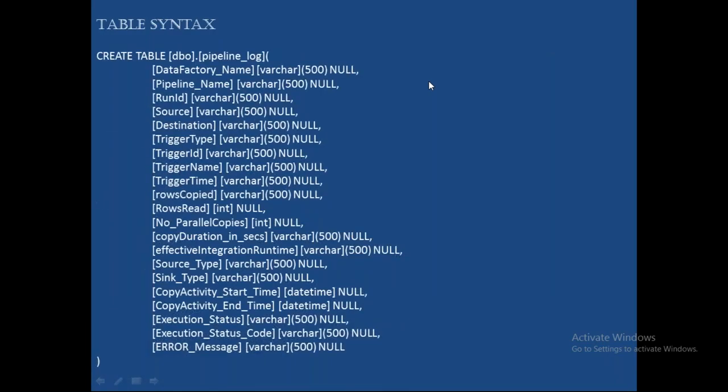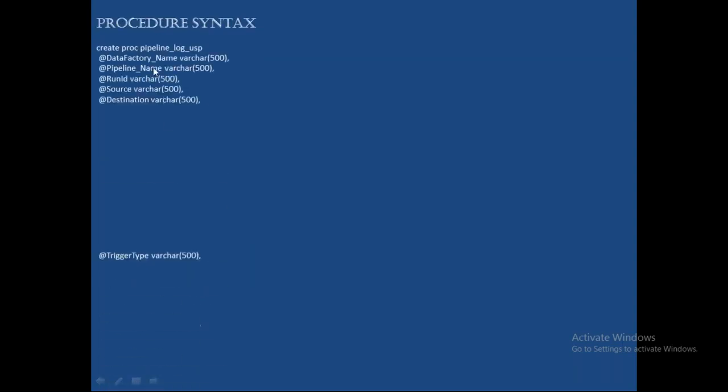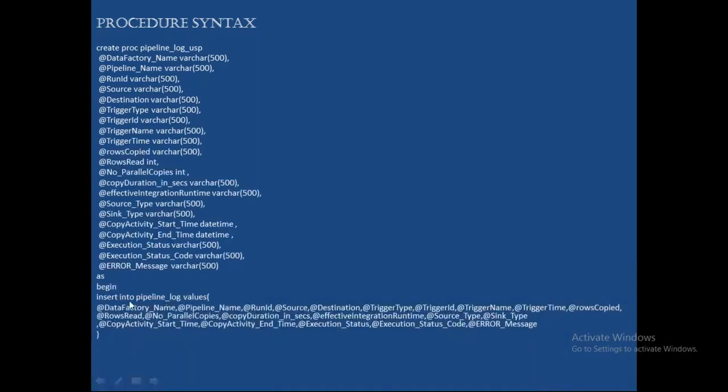Okay, now we will see the table syntax. See, this is the table which I'm going to create for my pipeline log to store all this information. I'm going to create the table something like this. Next, procedure syntax. Create procedure, procedure name, all these are the parameters. Once you create all these parameters, say as begin, insert into pipeline log values, and all these parameters I'm using to insert the record into the pipeline log table, and that's all.